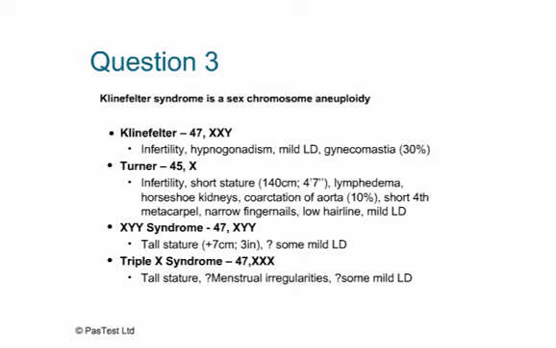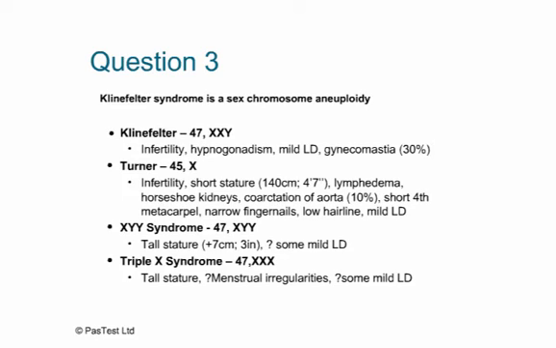Klinefelter, or 47XXY, men are infertile. They have hypogonadism. There is a very mild degree of learning disability in some, and there's an increased risk of gynecomastia, which can in a small number of cases be troublesome and embarrassing. Turner syndrome is another common sex chromosome aneuploidy, which we'll discuss in a little while, and again produces infertility.